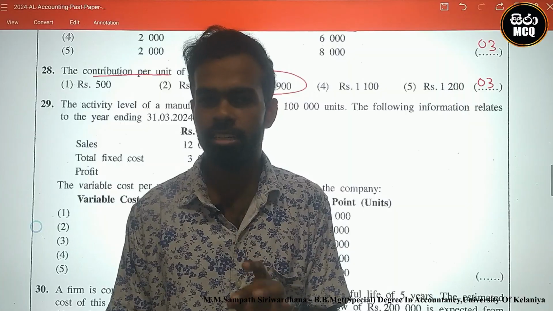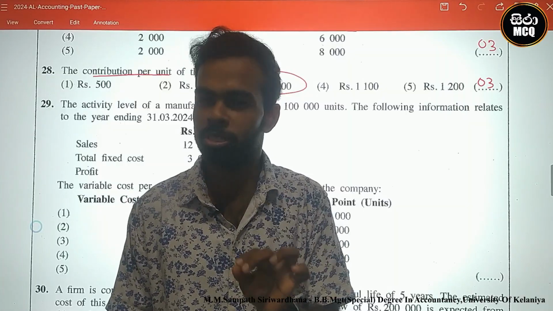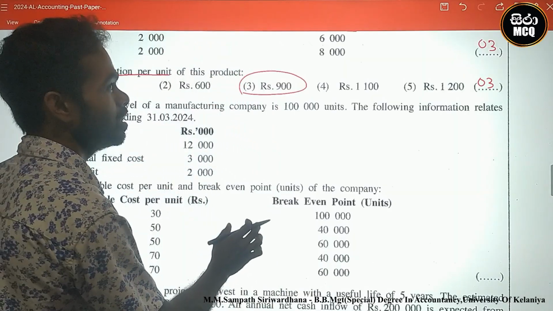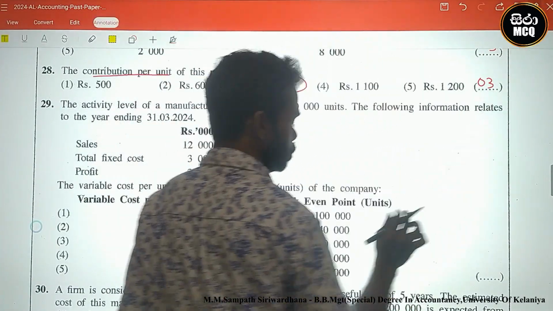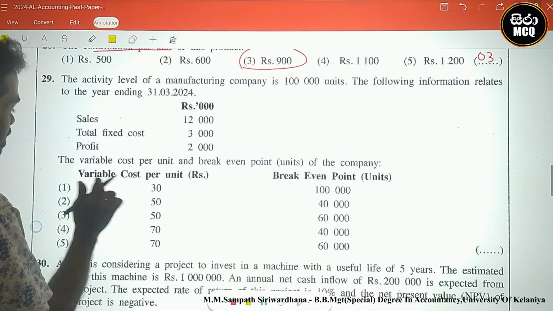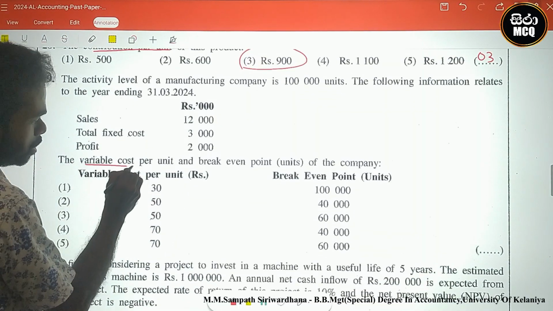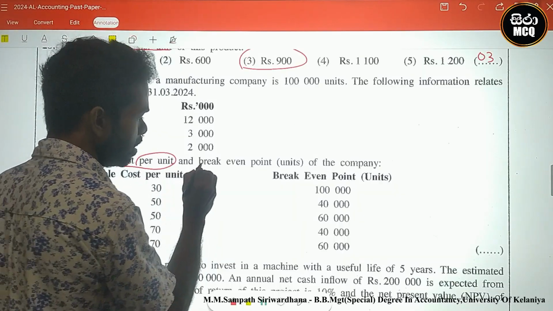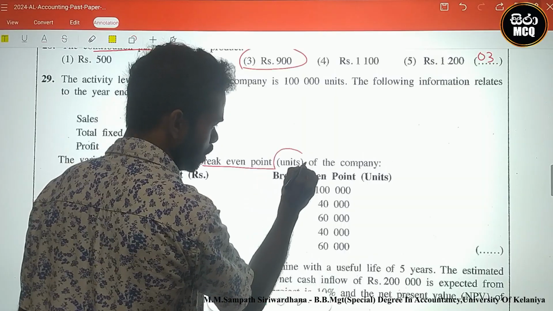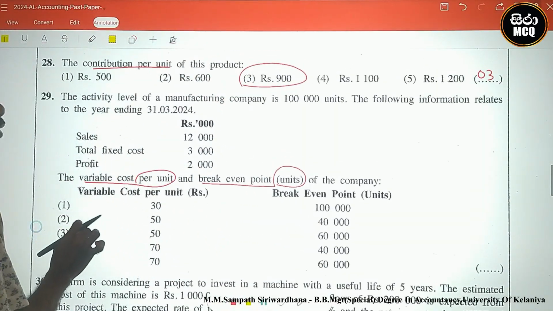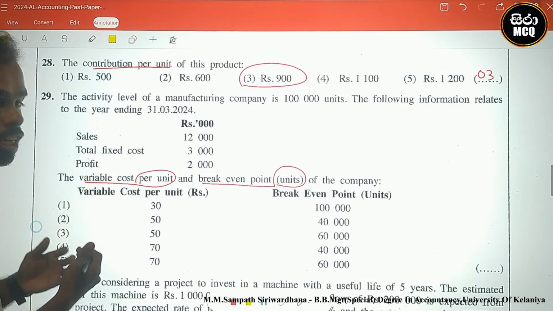Today we discuss the Advanced Level A-Level Accounting paper 2024, question number 29. Look here, what is the requirement? There are two requirements, break-even point related: the variable cost per unit and the break-even point units of the company. Look here, it is a small question, but there are so many calculations.